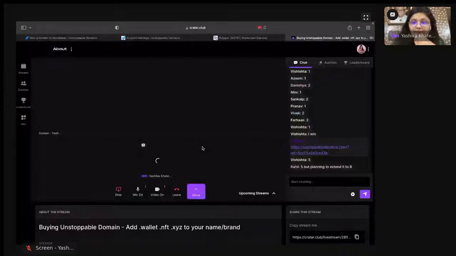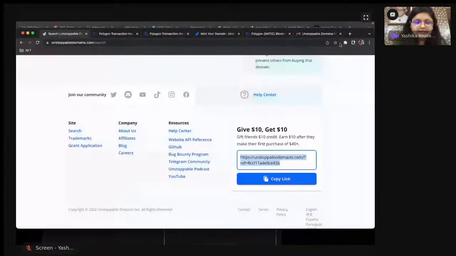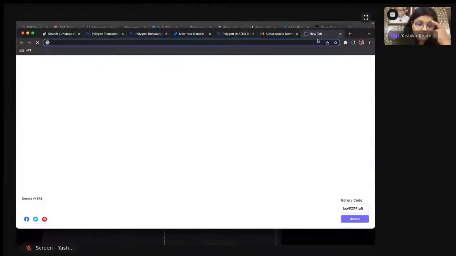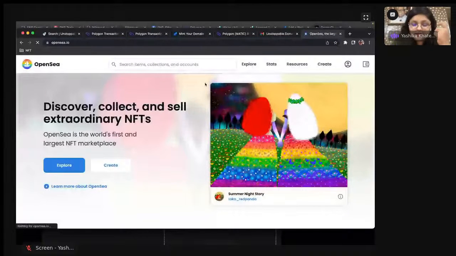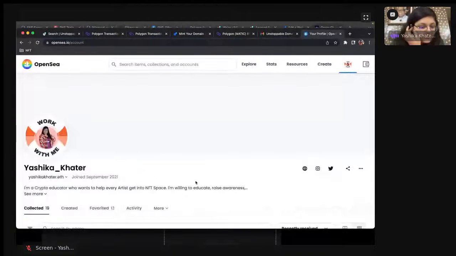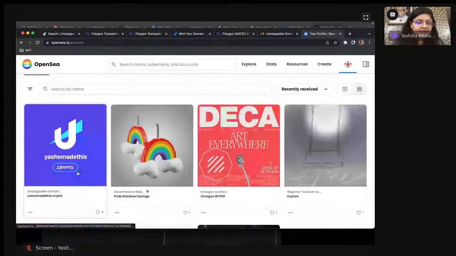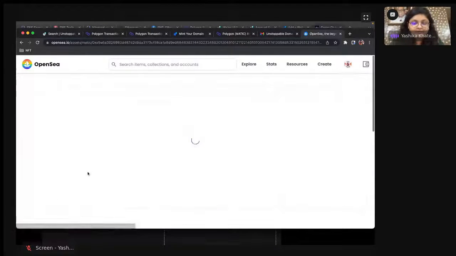In fact, I can actually go on OpenSea and show you guys how it looks. Probably it should be appearing on my OpenSea now. Let's see. OpenSea.io. My profile is added already. Yep. You see here? Yeah, Yashi made this .crypto. It came up as an NFT on my profile.